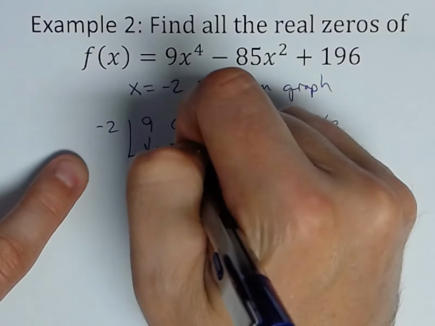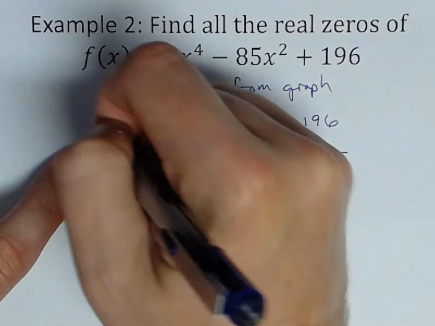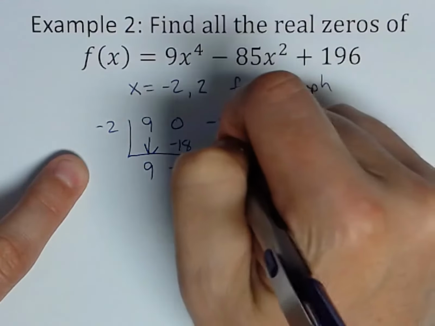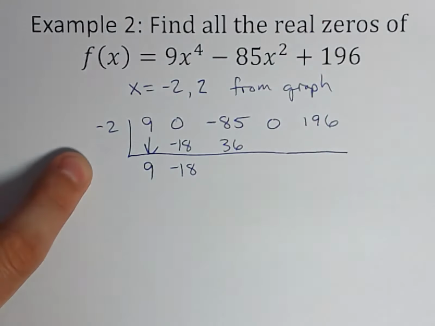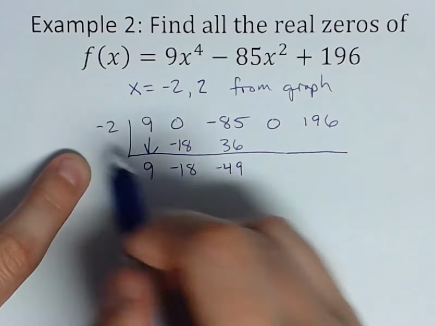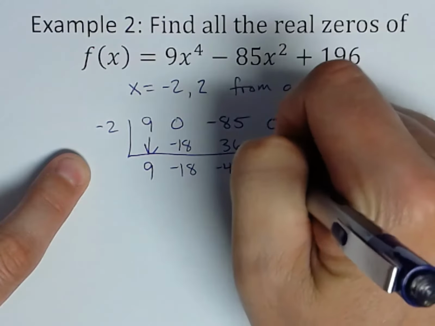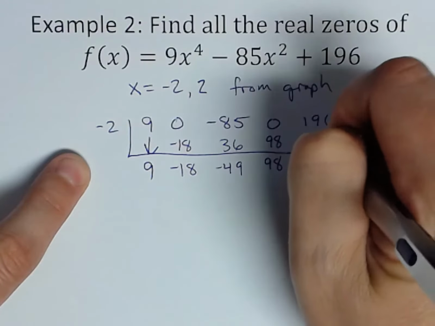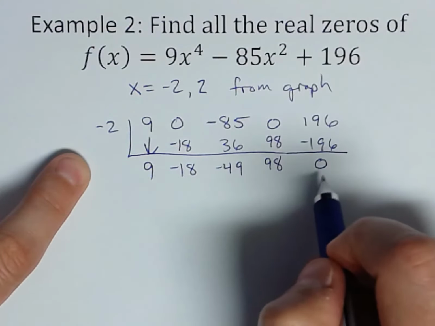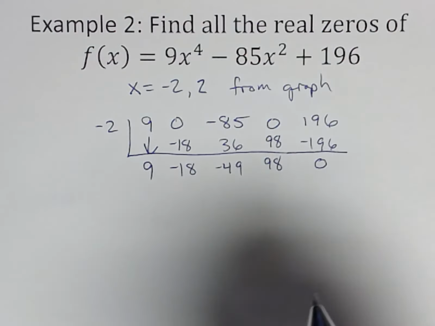So -18, multiply, bring it up, right? And then add, multiply, bring it up, so we get 36 there. And so I don't embarrass myself here on camera, I'll do that quick on my calculator. -49, okay. So -49, multiply, bring that up, and we get what? 98, add, and -196. Hey, there's that 0. We should get 0 for our remainder, so we should feel pretty comfortable with that.